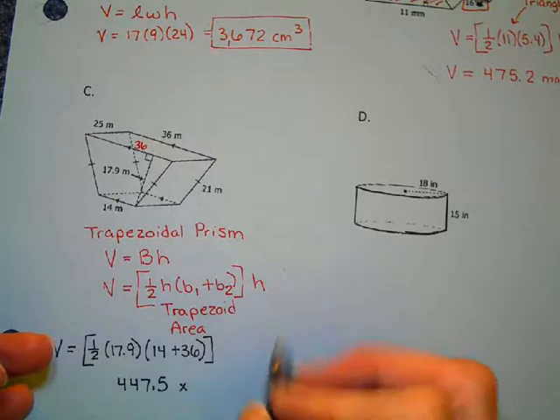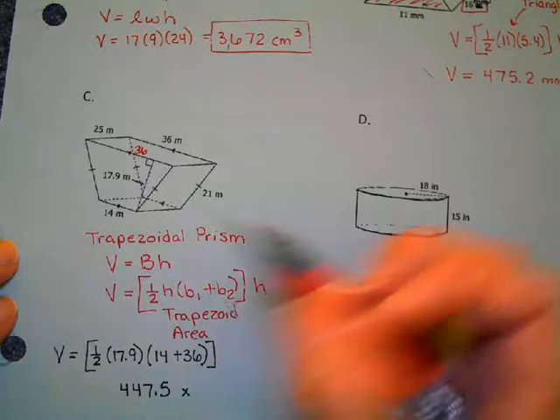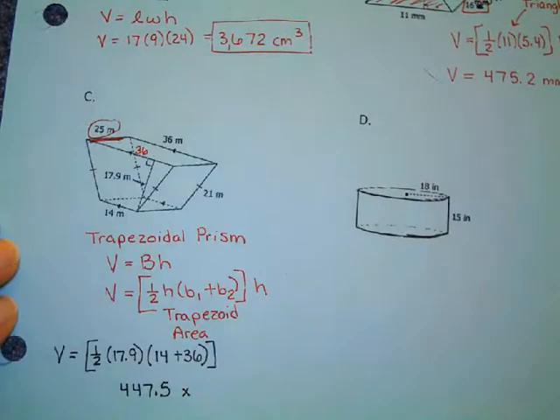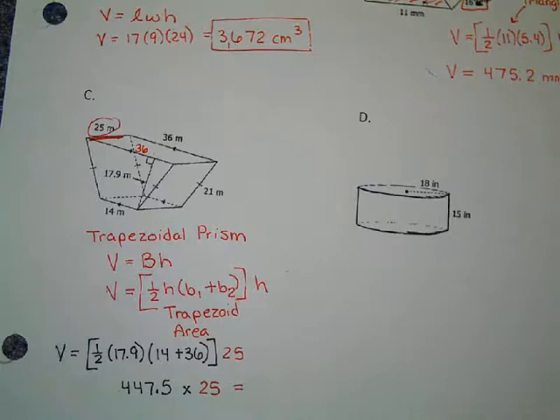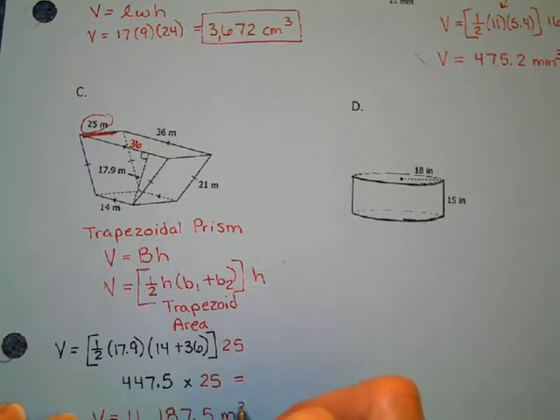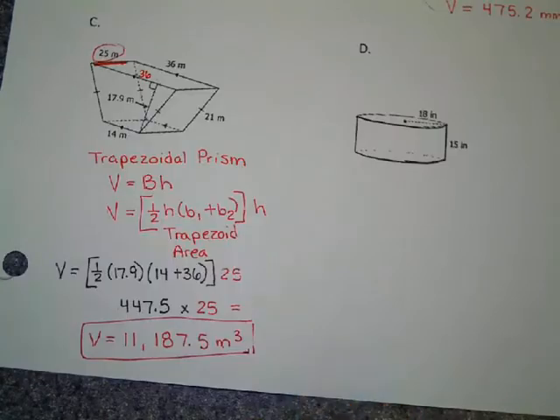The height is how far apart are the bases. So, how far apart are the trapezoids would be 25. The distance between those two trapezoids is 25. We get 11,187.5. That would be meters cubed. Okay, so we're using the same formula on all these pictures because all these are prisms or cylinders.